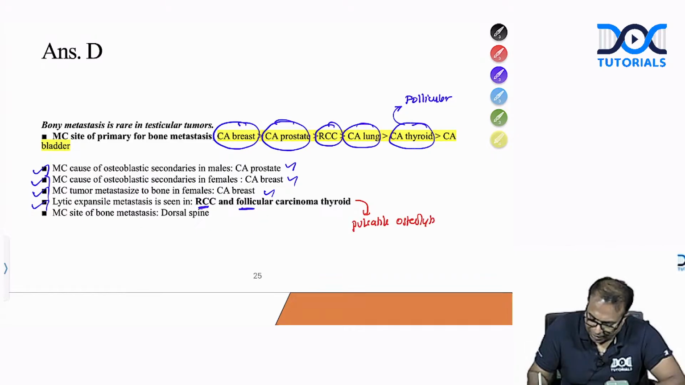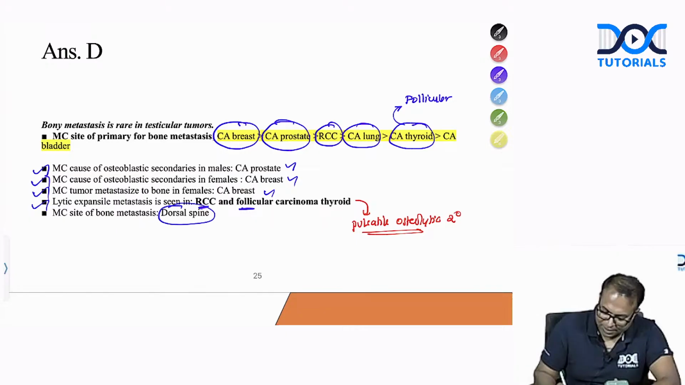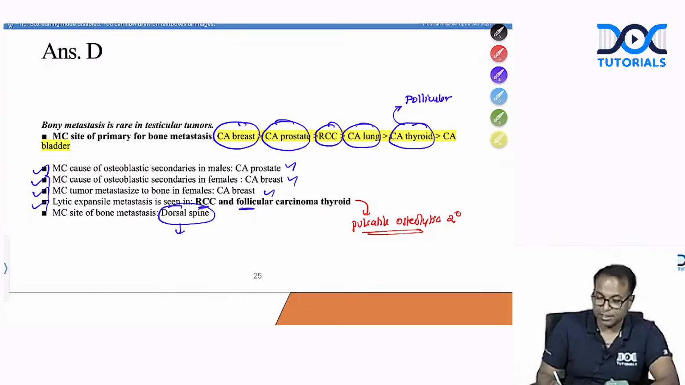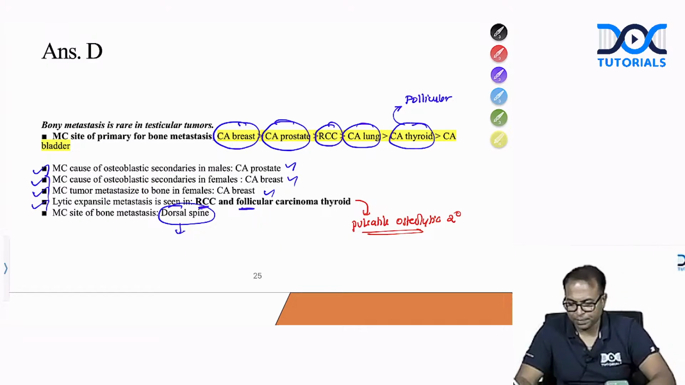Pulsatile osteolytic secondaries are seen in follicular cancer and renal cell cancer, and the most common site of METs is the dorsal spine. Okay, it is in the dorsal spine. So this is a common site of bony MET. This is from ortho books, not from surgery book. Please remember the common site.